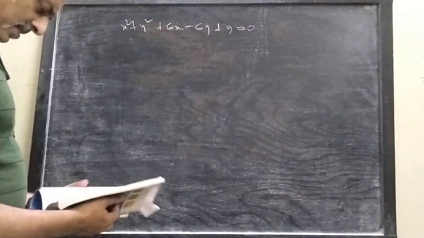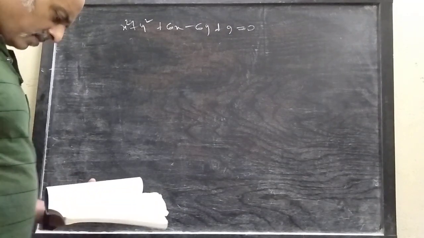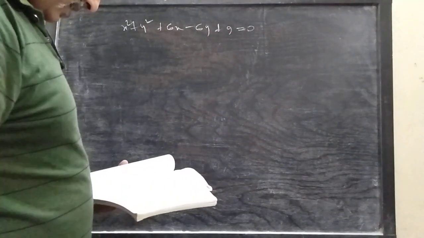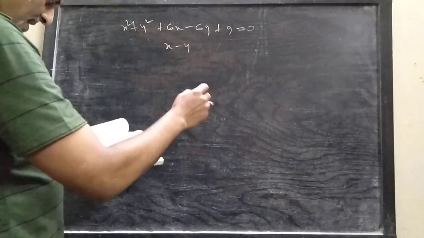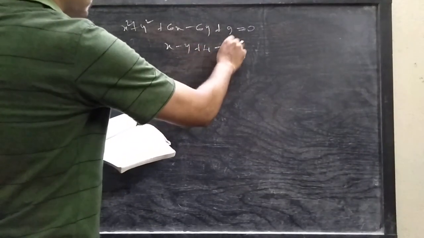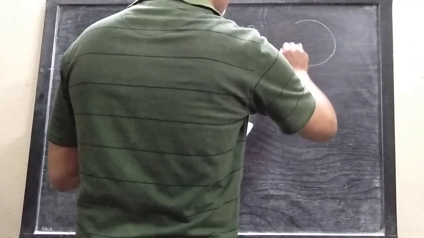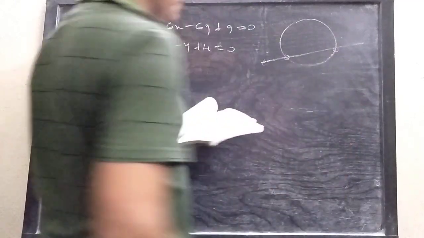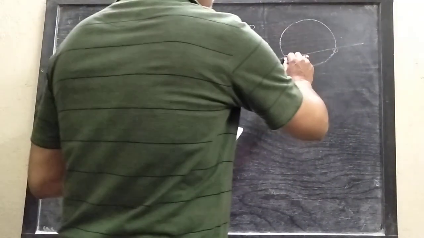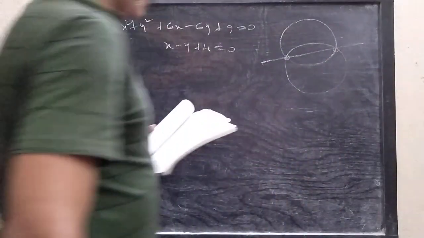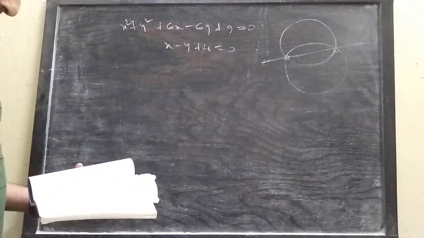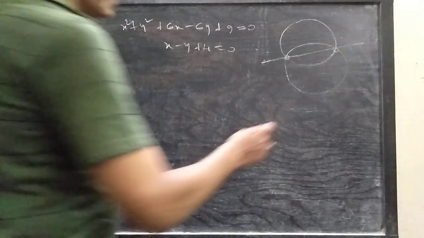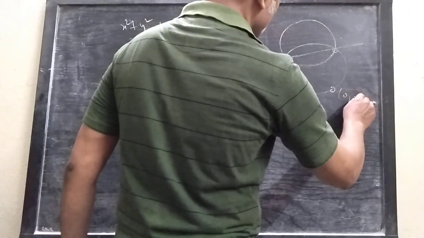In the next part, they have asked to find the equation of the circle which passes through the common points of this circle with the straight line x minus y plus 4 equals 0. That is, you are given a circle like this, you are given a straight line like this, they have two given points, 2 points common. Now you are asked to find the equation of the circle passing through these 2 points, and which passes through the origin. It is given that the required circle passes through the origin.